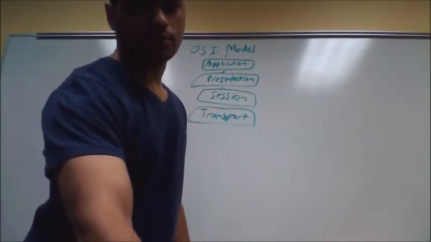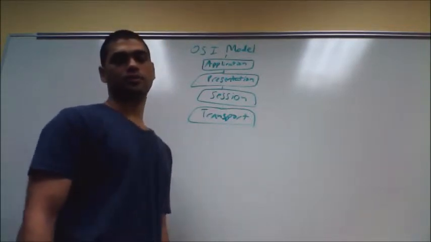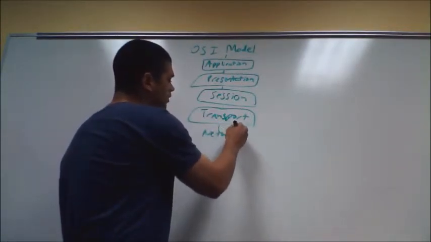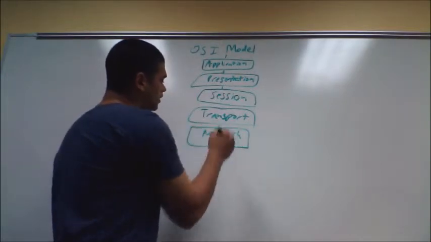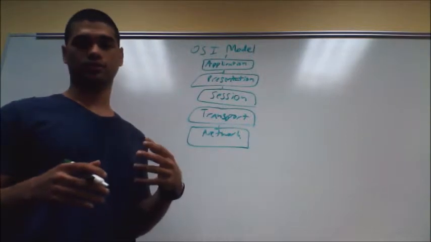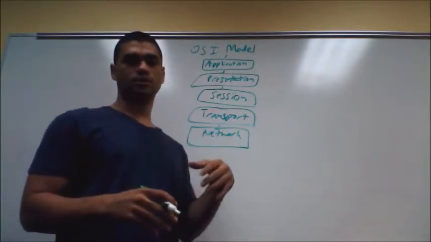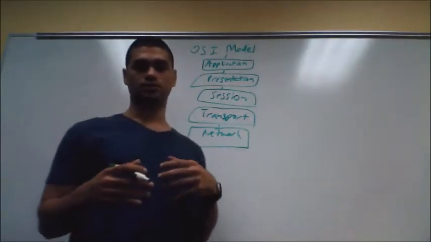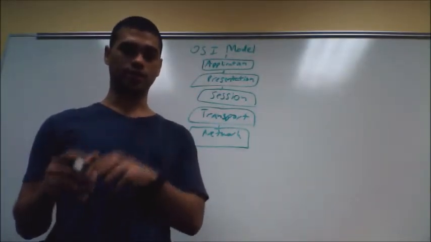Now, the next layer that I'm going to talk to you about is the network layer. And the network layer, this is pretty much where the IP addresses are set. This is also where the router operates and where the IP addresses operate.